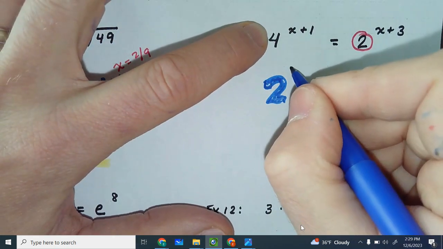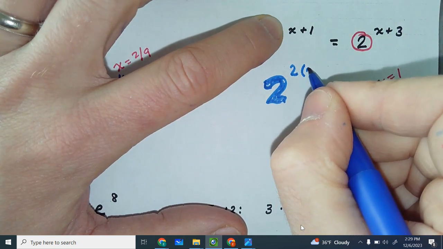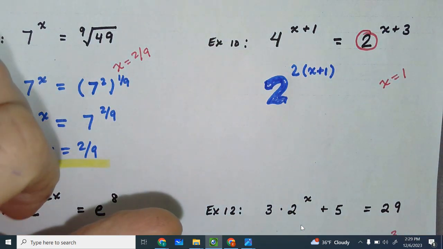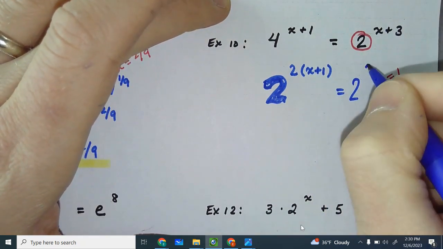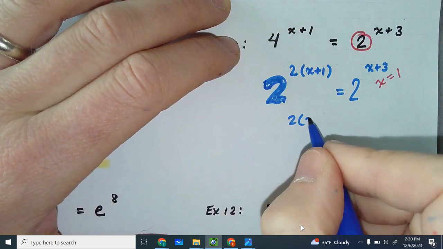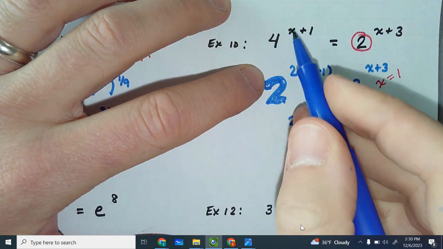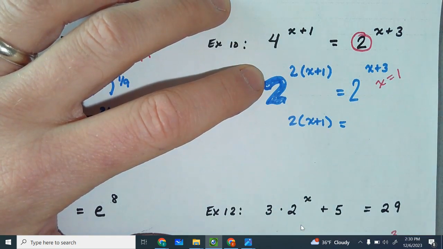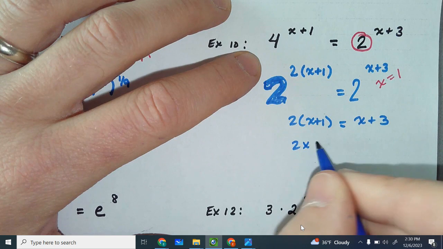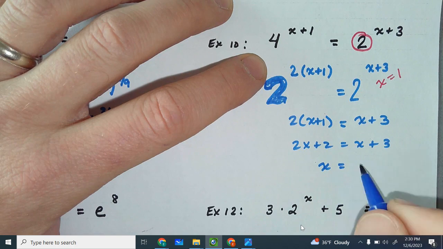That 4 is 2 raised to the 2 power. Now, the exponent on that is x plus 1. So all of this is getting multiplied by x plus 1. On the other side, we have 2 to the x plus 3. So 2 times the quantity x plus 1. Once again, that's because this 2 is affecting the entire exponent that 4 had, is equal to x plus 3. You solve that equation by saying 2x plus 2 is x plus 3. Therefore, x is going to be equal to 1.